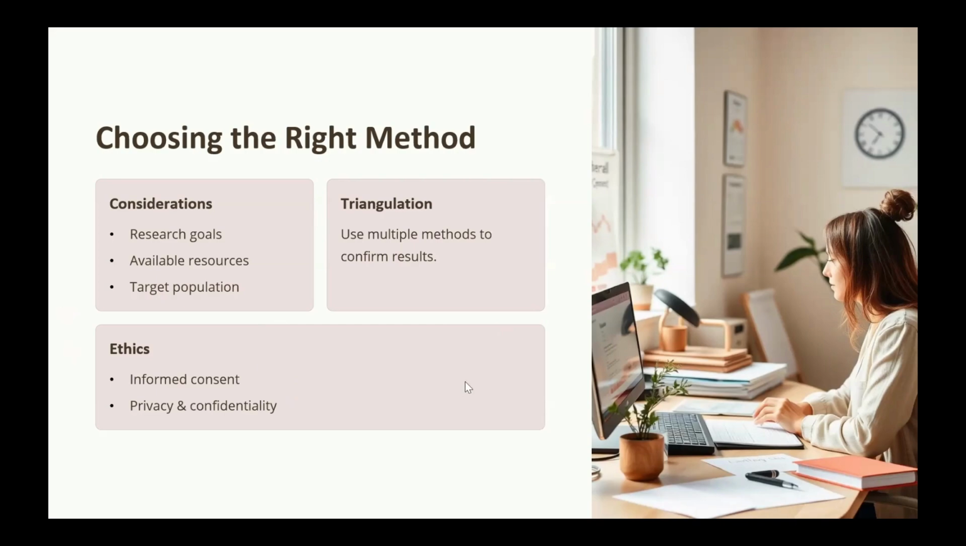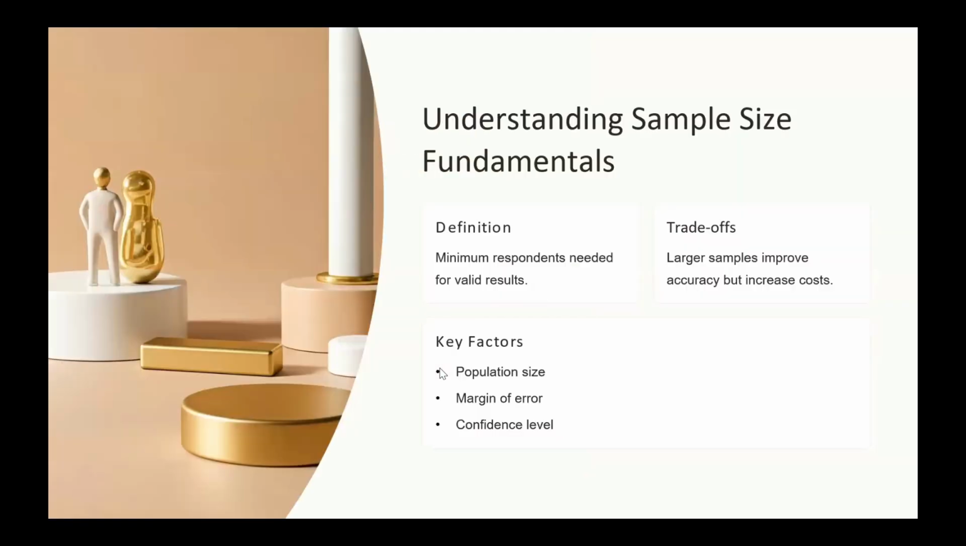Then ethics, we have talked about this very well. That's what we call informed consent. Your respondents must be informed about what you want to collect from them, the data you want to collect from them, the purpose of the research, what you want to use it for, and all of that. And then you must ensure their privacy and confidentiality. All of these have to be in place.